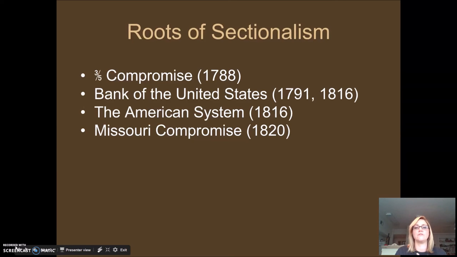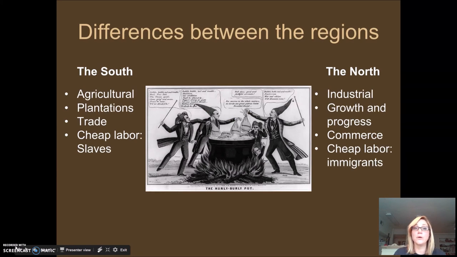And then, of course, we have the Missouri Compromise, which literally drew a line through the middle of the country, creating sections written into law. We have actual sections. North, non-slave. South, slave. Craziness, right?